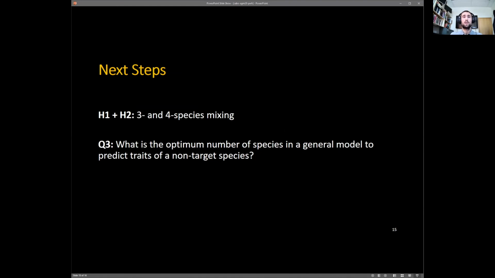Essentially what we want to do is pick a target species, take it out of the general model, and see how well that general model predicts the traits for that species. And then we'll slowly reduce the number of non-target species in the general model until we hit a threshold where the prediction accuracy is no longer acceptable, and try to determine what is the ideal number of species we need to get an accurate functional trait for all the species in CGOP.